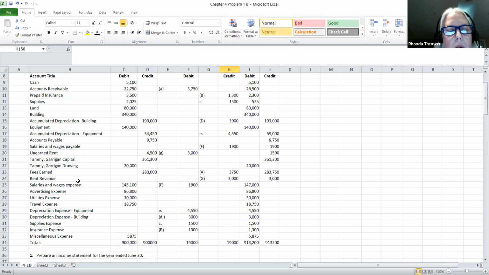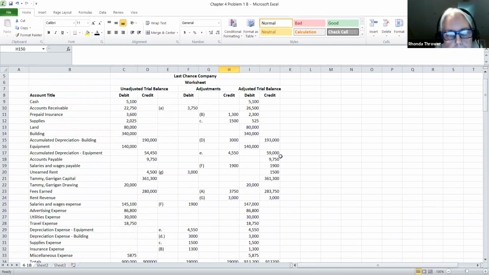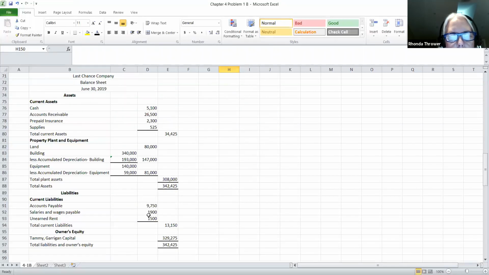So we go back to our adjusted trial balance. We're going to start with our accounts payable. The $9,750 is the accounts payable. Salaries payable is $1,900. Unearned rent is $1,500. All of these are added together, and they are listed as current liabilities right here. And then we combine the total of our current liabilities to get $13,150. So a combination of accounts payable, salaries payable, and unearned rent is my total current liabilities. These three added together gives you this.